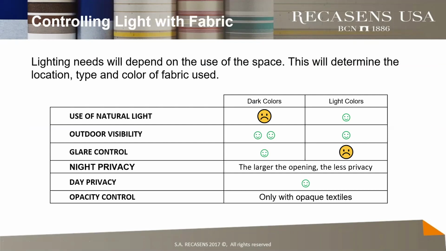This is a handy little chart that shows some of the good aspects and bad aspects of different kinds of colors, dark screen fabrics and light colors. So if we go through the different situations, if you're trying to get a lot of natural light into your home, dark colors, if it's a mesh fabric or a solid fabric, let far less light into the house.